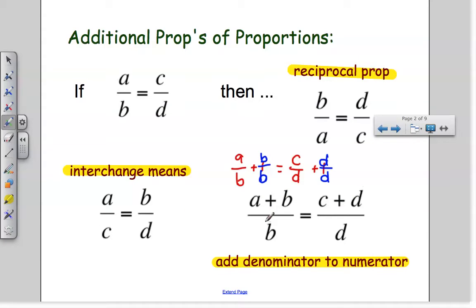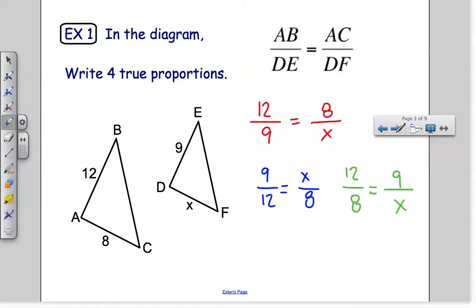And that last property, add the denominator to the numerator. So in 12 over 9, I'm going to add the denominator. The denominator was 9. I'm going to do 12 plus 9, still over 9, equals, in 8 over x, I'm going to add the denominator up here. The denominator is x. So I'm going to do 8 plus x, still over x, and that would be my last true proportion I'm going to write right now.